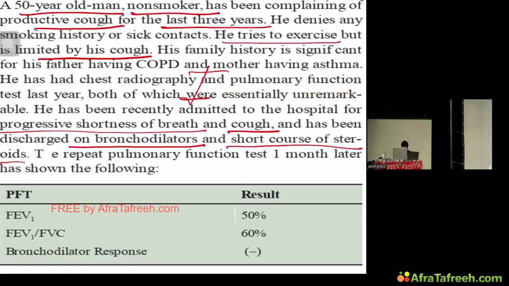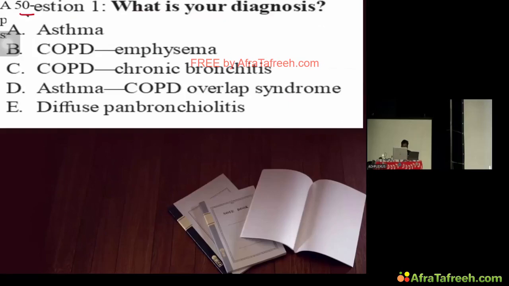So if you see here, the FEV1 by FVC ratio is 60%, and bronchodilator response is not there. So we are ruling out asthma. Okay, and the patient has a productive cough for the last 3 years. It should be chronic bronchitis.